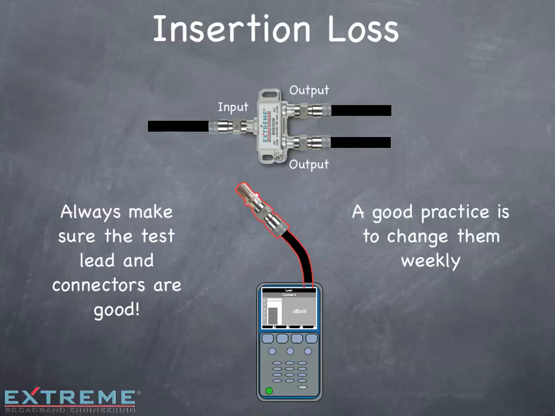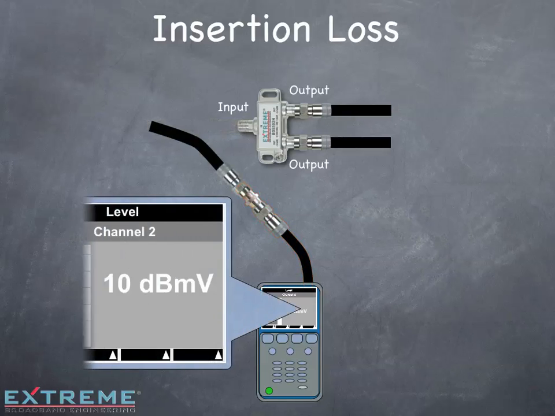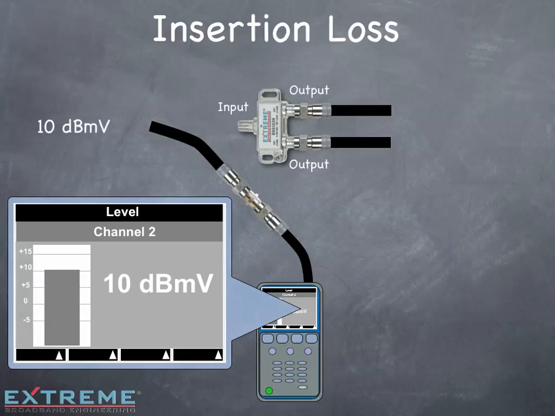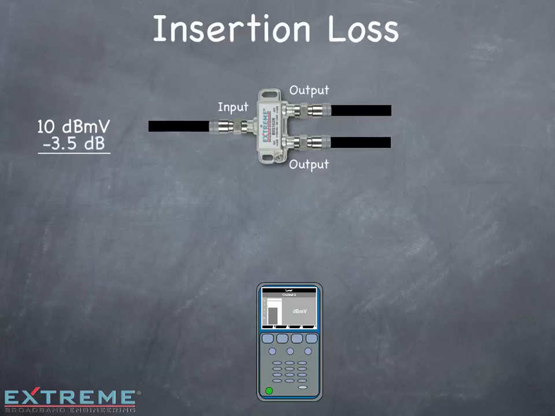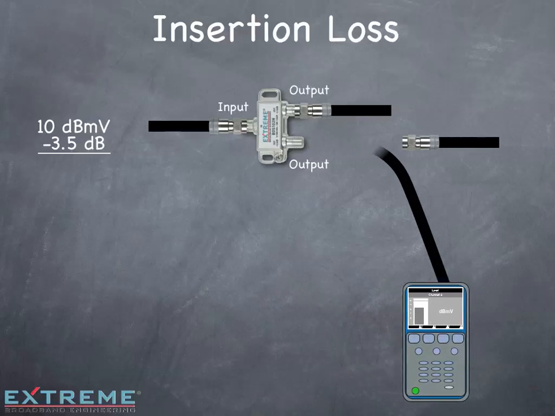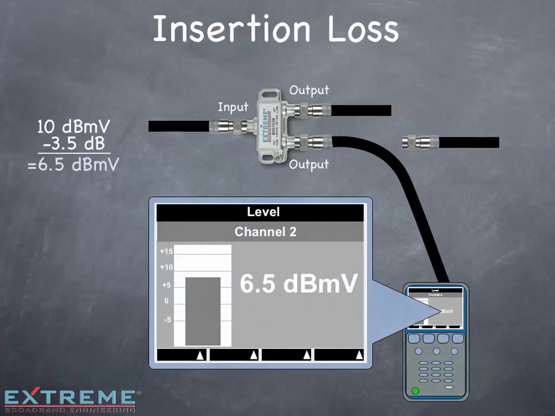First, we'll check to see how much signal we have coming into the input. With the signal level meter, we're going to select channel 2, and we have 10 dBmV. Next, we'll check the output. Since the two-way has 3.5 dB of insertion loss, we'd expect a signal of 6.5 dBmV. If we measure something less than this, we could suspect that the splitter may be faulty.